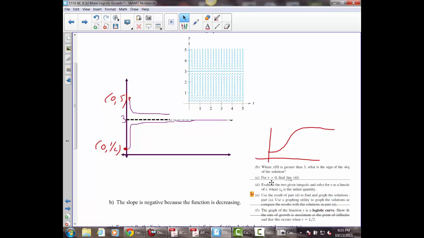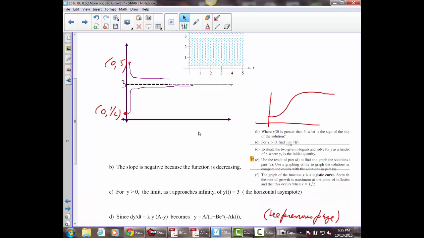C, for y bigger than 0, find the limit as t goes to infinity of y of t. If you let t go to infinity, whether you're approaching it from the bottom or from the top, you're approaching this height of 3. So as t approaches infinity, y of t is equal to 3.